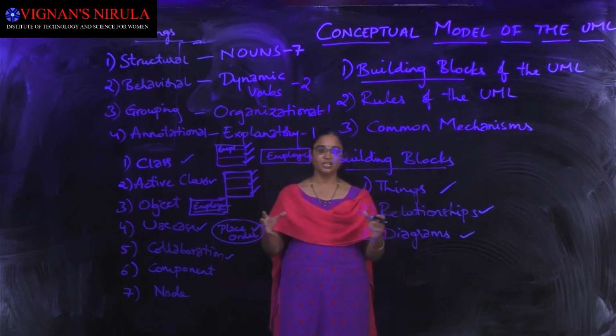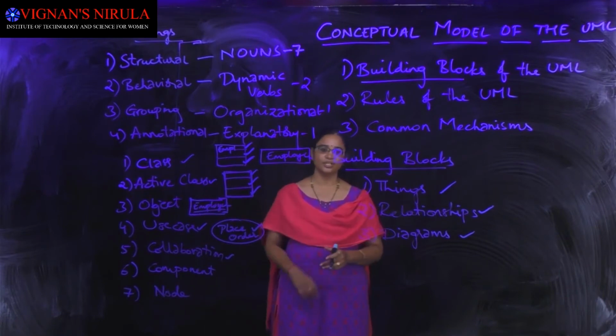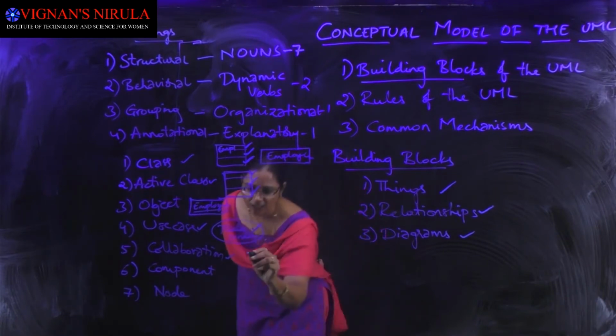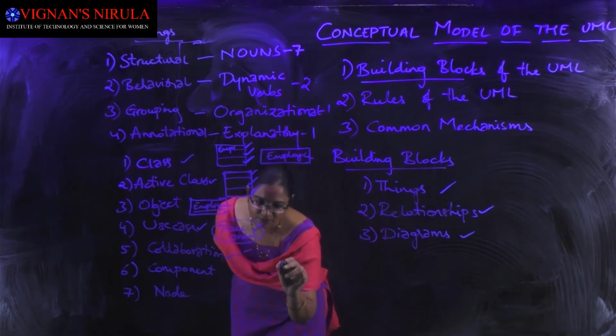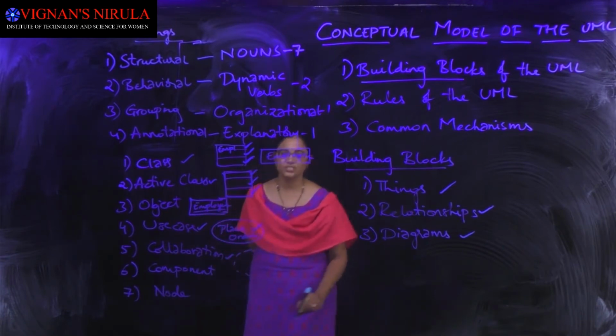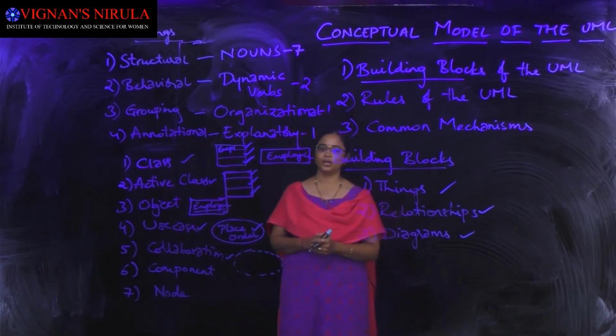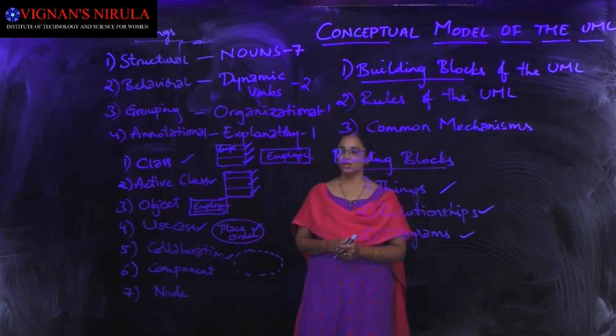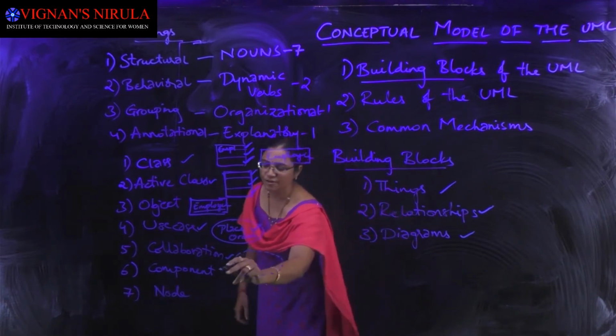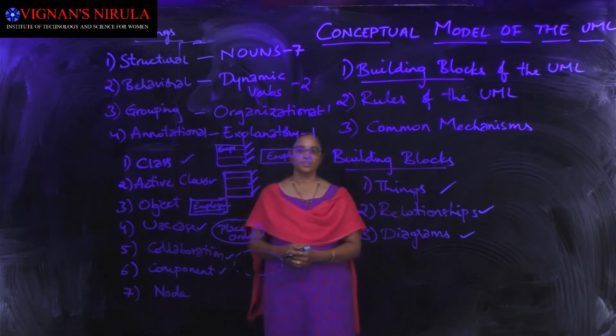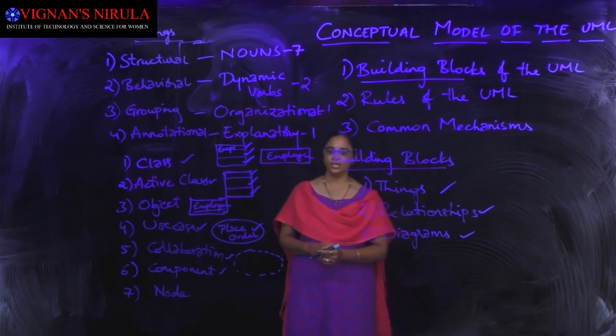Collaboration, the name itself indicates collaborating. Here, many roles are collaborating to achieve some behavior. Then we use this collaboration. Graphically, it is represented by a dashed ellipse like this. So this is the graphical representation of a collaboration. Next, coming to the component. A component is a physical or replaceable part of a system that can be represented by using a component.